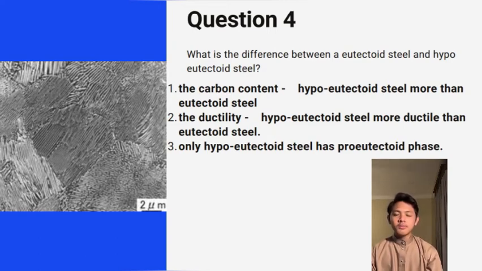For the discussion 4, the difference between eutectoid steel and hypoeutectoid steel is the carbon content. Hypoeutectoid steel has lower carbon than eutectoid steel. Besides that, hypoeutectoid steel is more ductile than eutectoid steel. Hypoeutectoid steel has pro-eutectoid phase, while eutectoid steel doesn't.